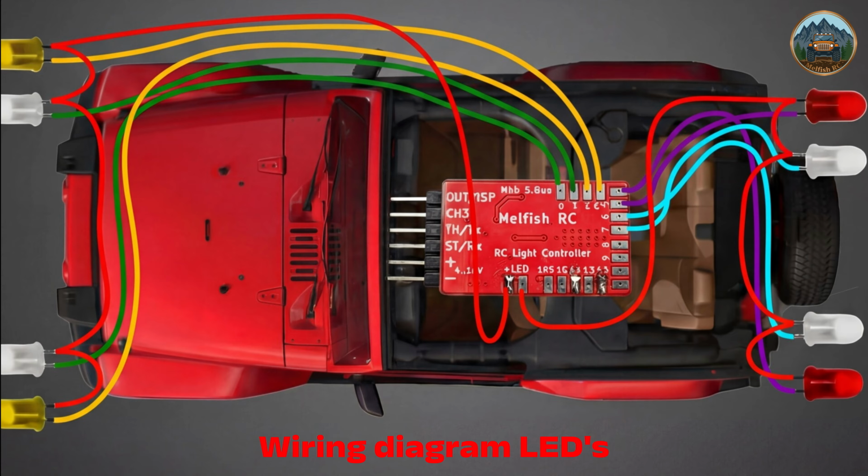Solder the positives of the LEDs together and solder them to the positive pads on the light controller. You can do this in two parts, like in the example, front and rear. The negative wires of your LEDs are soldered to the individual 16 pads.